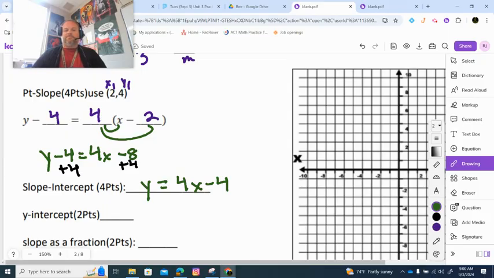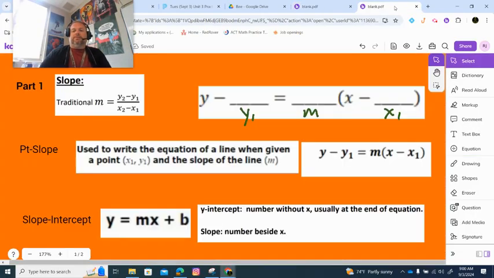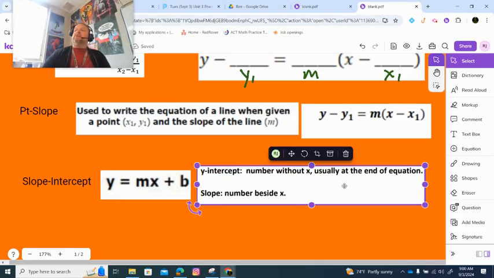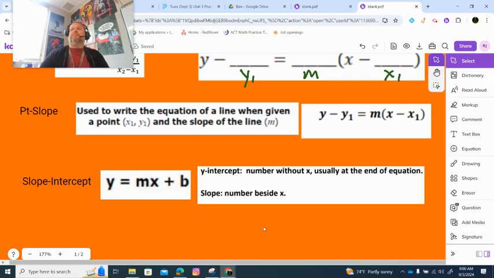Okay. So, on my orange sheet, I put right here slope intercept, y equals mx plus b. Y-intercept's the number without x, usually at the end of the equation. And slope is the number beside x. You know, stuff, again, from the notes.